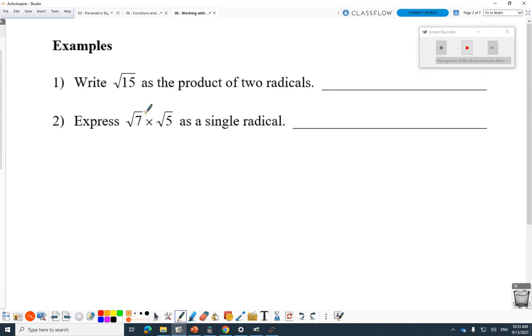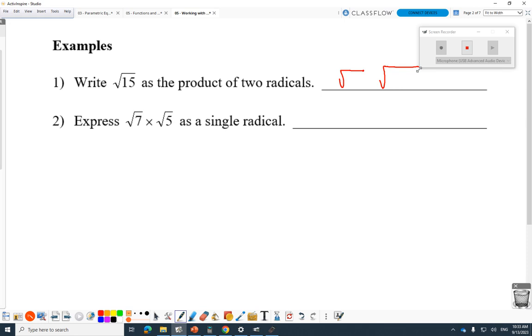Let's try it. Let's go right to examples. Let's just try what this thing can do. Not bad today, not bad. Write root 15 as a product of 2 radicals. 2 radicals meaning root something times root of something else. Why would you want to do that? That's not clear yet. I haven't made it clear why you want to do these things. I'm just showing you can. What 2 numbers multiply to 15?